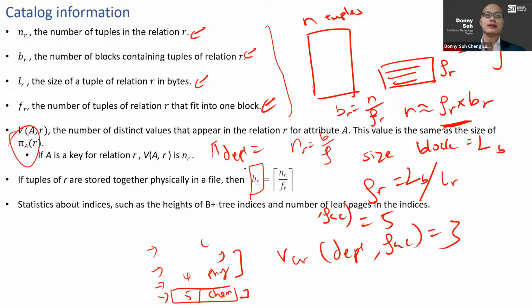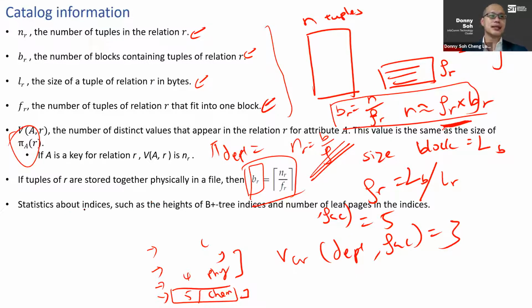So these two are the same. This is just equivalent to the other one. And then there are the statistics about indices, everything. Statistics are like the height of the B tree, the number of leaf pages, and everything else.